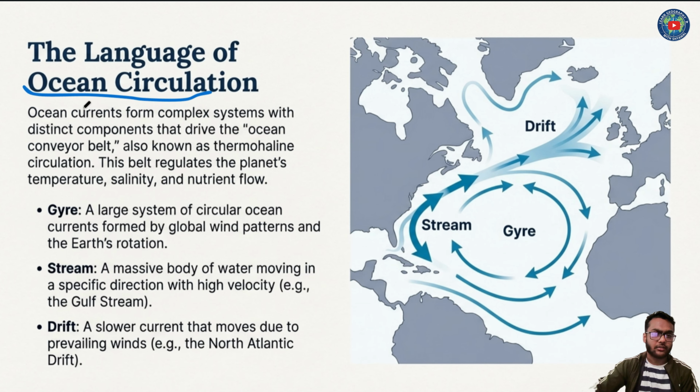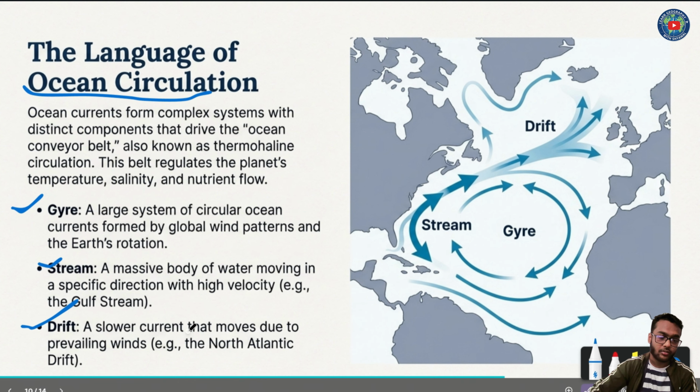The language of ocean circulation: the ocean currents form complex systems with distinct components that drive the ocean conveyor belt, also known as thermohaline circulation. This belt regulates the planet's temperature, salinity, and nutrient flow. Gyre: a large system of circular ocean currents formed by global wind patterns and the Earth's rotation. Stream: a massive body of water moving in a specific direction with high velocity, for example the Gulf Stream. And drift: a shallow current that moves due to the prevailing winds, for example the North Atlantic Drift. Okay, this is the diagram.